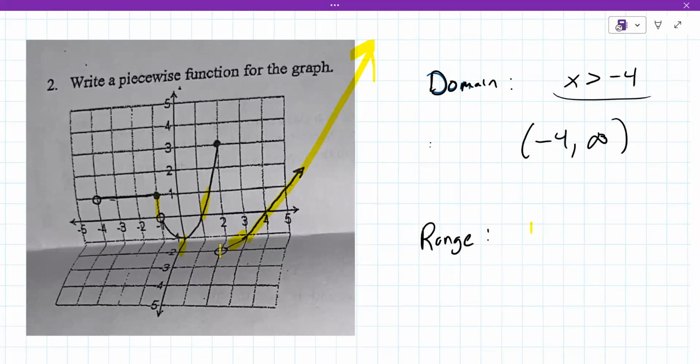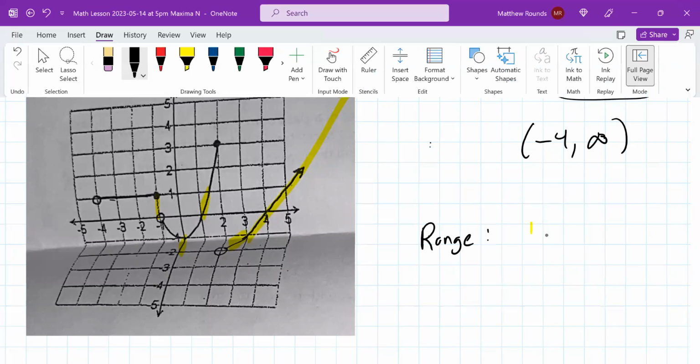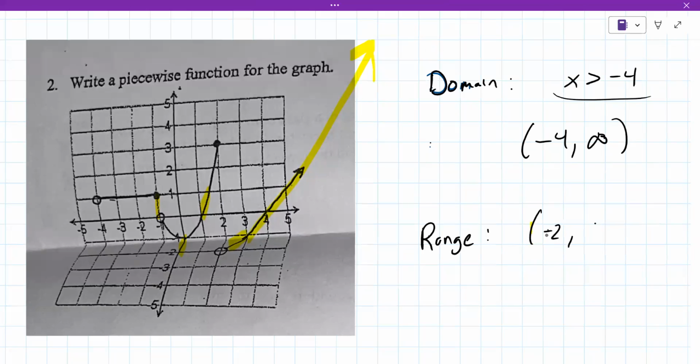Oh, okay. So the range, I'm glad I don't have to explain more than that, is all the numbers from -2 to infinity, but not including infinity. They're not included with parentheses.